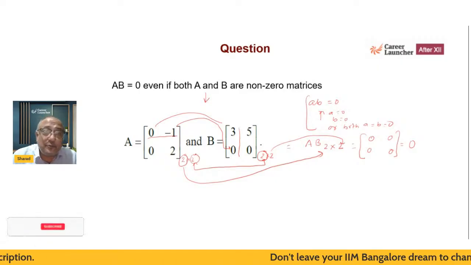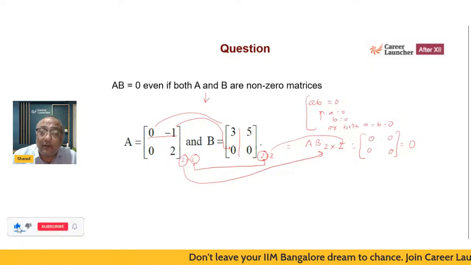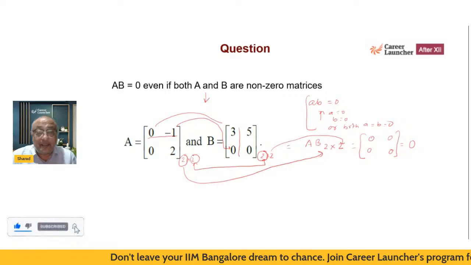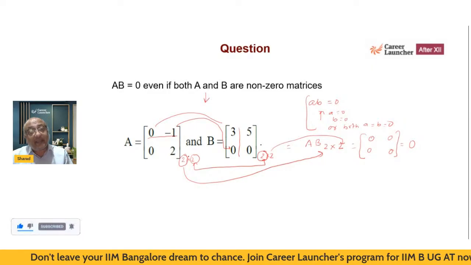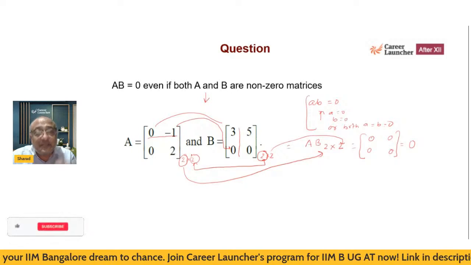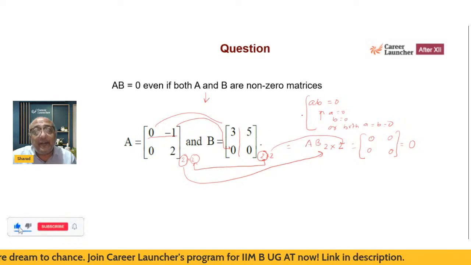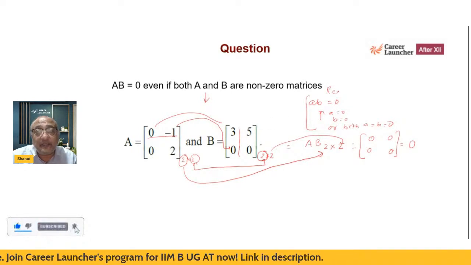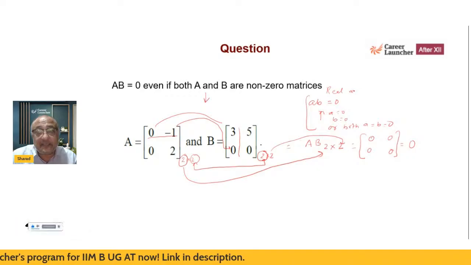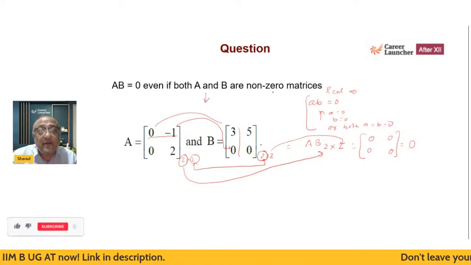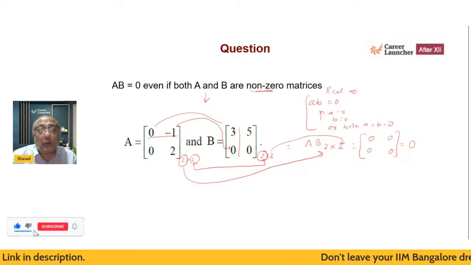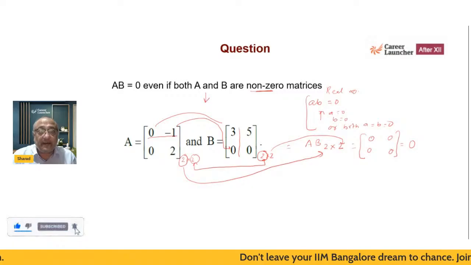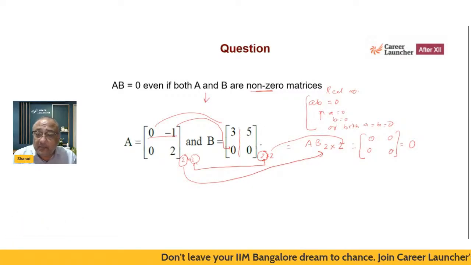Product of two matrices can be equal to 0 even if both A and B are non-zero matrices. So this is the difference from real numbers. This is for real numbers. In case of matrices, you can have the case where both are non-zero. Is it clear? It is so simple.